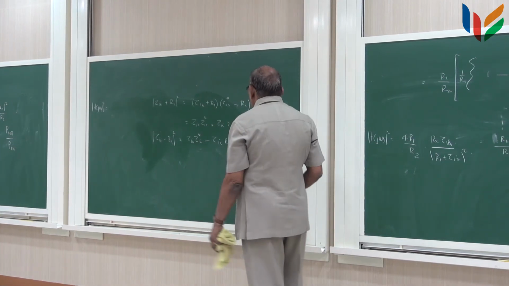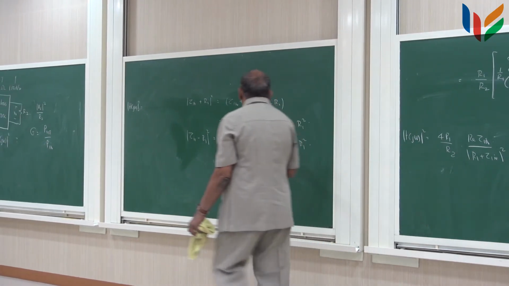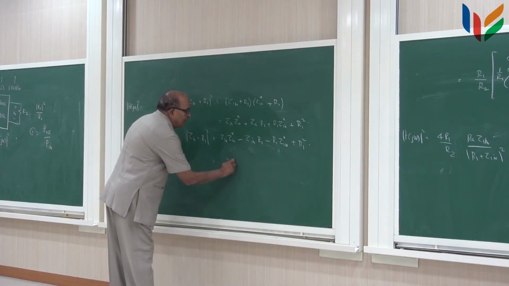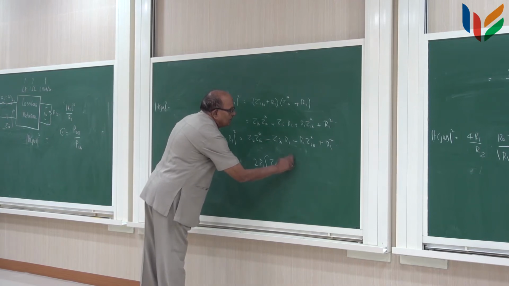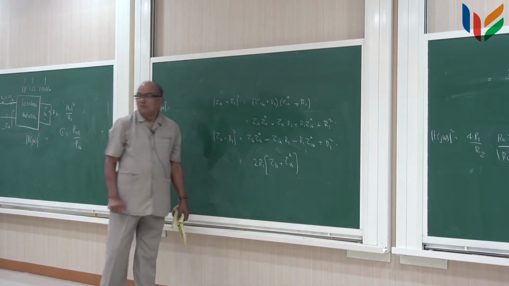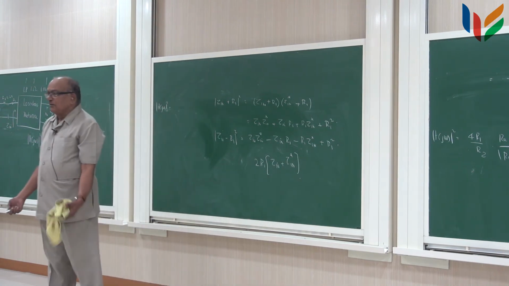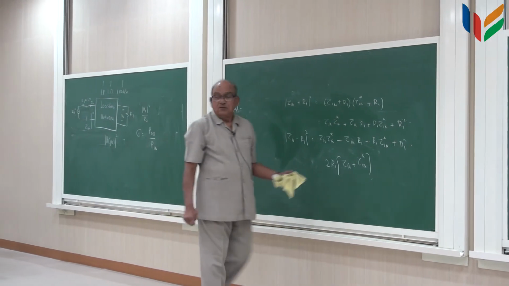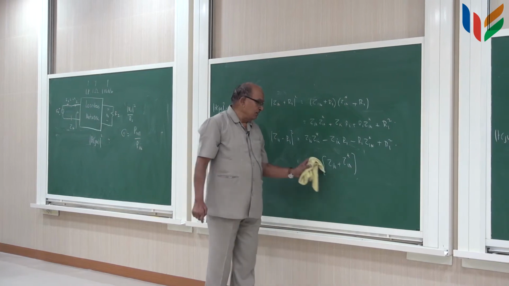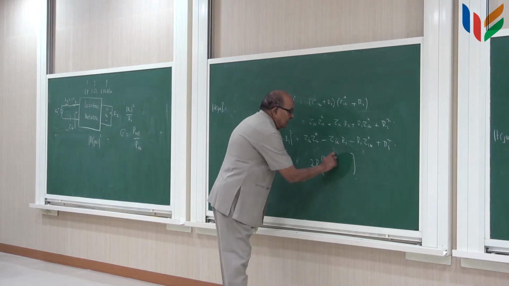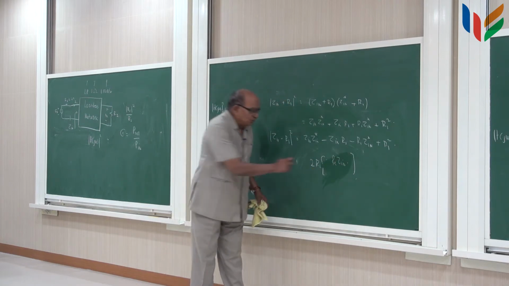So what is that equal to? 2 of R1 into Zin plus Zin star. And what is Zin plus Zin star? Complex conjugate, so the imaginary part cancels, so you get 2 times the real part of Zin.